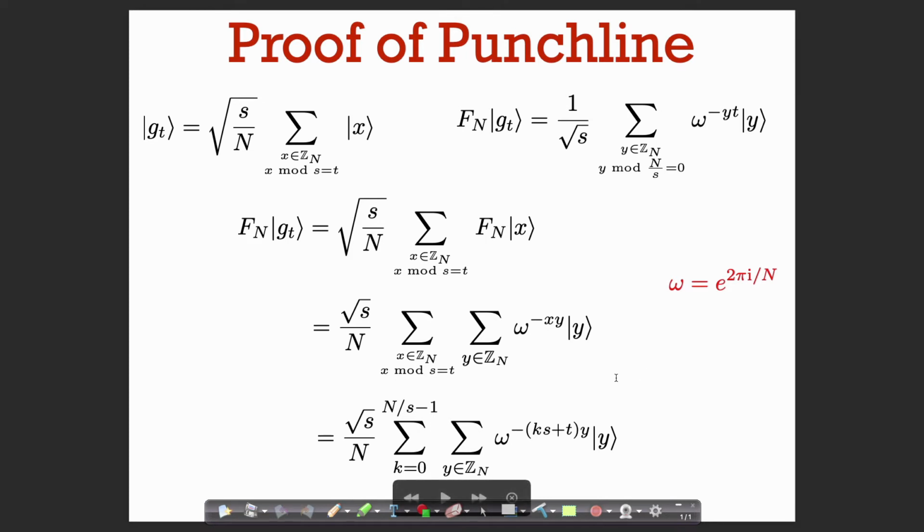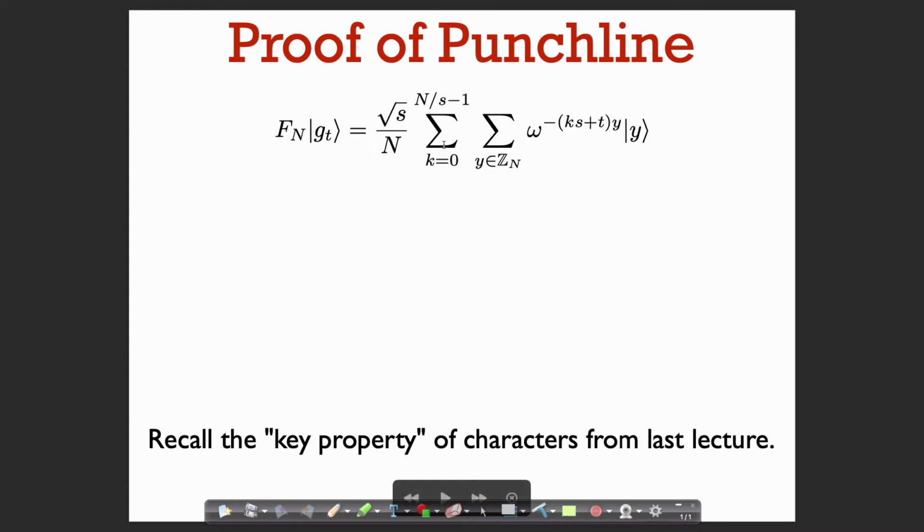Now I'm going to rewrite this sum slightly. Every x here mod s is equal to t. That means every x here is of the form k times s plus t for some k. So I'm going to switch this sum to instead be over k, where k goes from 0 to n divided by s minus 1, and we write x as k times s plus t. This is just all the things that are equal to t modulo s. Again, this is the sum that we had from the last slide.